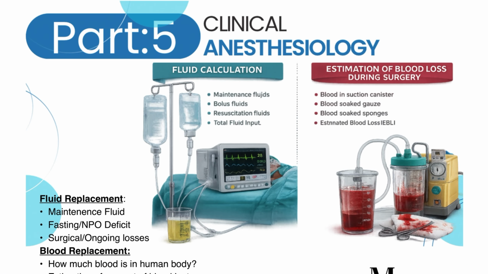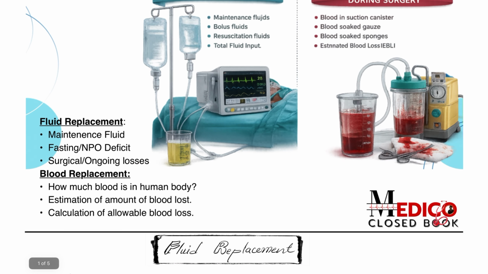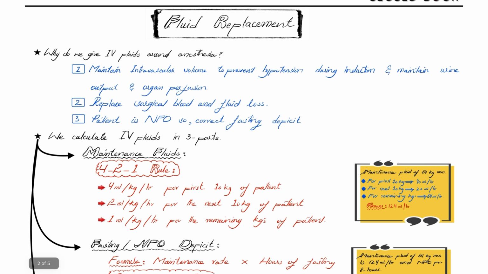Part 5 of the clinical anesthesiology and pain management. Today's learning objectives are fluid and blood replacement of a patient undergoing surgery during anesthesia. We will learn about fluid replacement. Underneath, we study maintenance fluid, fasting and NPO deficit, surgical and ongoing losses, and underneath the heading of blood replacement, we will learn about how much blood is in the human body, estimation of amount of blood loss, and calculation of allowable blood loss. Now first we talk about fluid replacement.